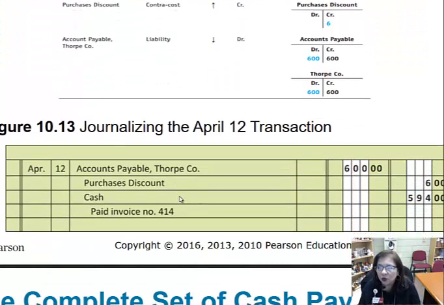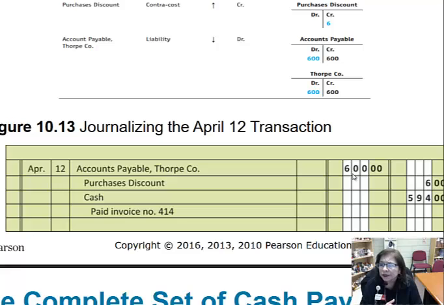So here we're showing where the April 12th transaction took place. We went ahead and bought so much from the Thorpe Company, but we got a purchasing discount. So notice we're still going to show that we're paying out the entire account, because they're giving us a discount. They're telling us, hey, you don't have to pay the whole thing, as long as you pay within 10 days. They'd rather get most of their money than nothing at all. So it's an incentive that they use.